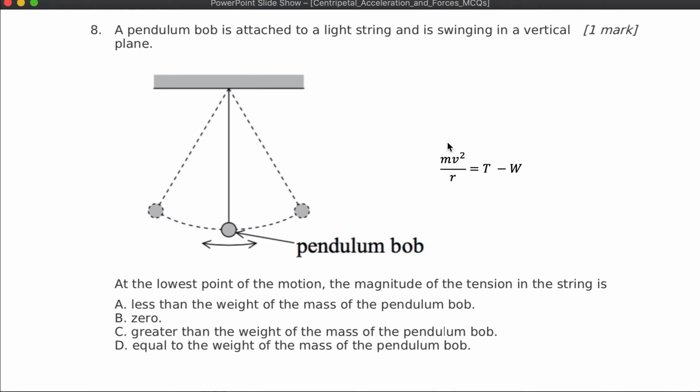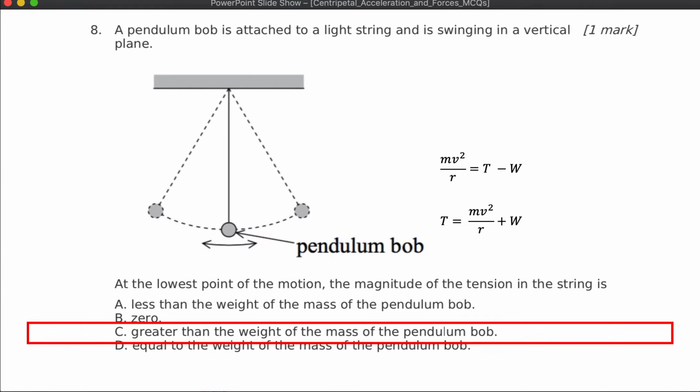The resultant force for centripetal acceleration is mv squared over r. We can then rearrange this to show that T is equal to mv squared over r plus W. In other words, the tension is greater than the weight of the mass because we're having to balance the weight and then add the centripetal force on top of that.